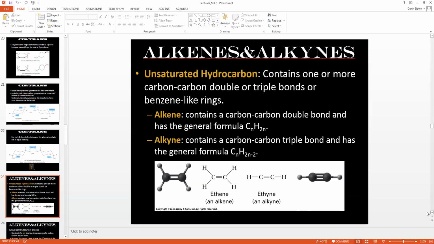So we're going to take a look now at alkenes and alkynes. So this is kind of beginning the material that we're going to look at in a little bit more depth after you've taken your exam. So alkenes are unsaturated hydrocarbons. They contain one or more carbon-carbon double or triple bonds or benzene-like rings. So alkenes contain a carbon-carbon double bond and have the general formula CnH2n. Alkynes contain a carbon-carbon triple bond and have the general formula CnH2n-2.